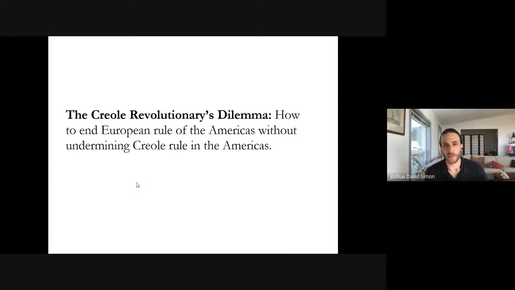But for the political theorists that would direct and defend the Creole revolutions, the prospect of independence entailed a deep dilemma. How could they end European rule of the Americas without undermining Creole rule in the Americas?